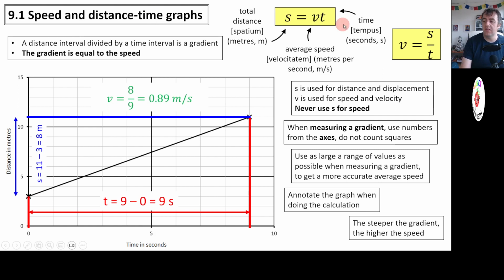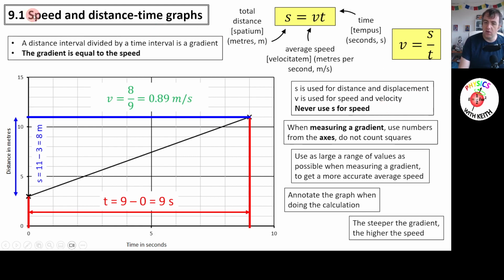And the reason why it's an S is because of the Latin word spatium. Don't know if I'm pronouncing that right or not, because I don't speak Latin. V, average speed, velocitatum, and T, time, from tempus. So that's where these words come from. So don't use an S for speed. It's a sloppy habit to get into. It's a shortcut to make you feel like you're getting something right early on, but it causes problems further down the line. Better to get it right first time than to have to unlearn something that you've learnt incorrectly.